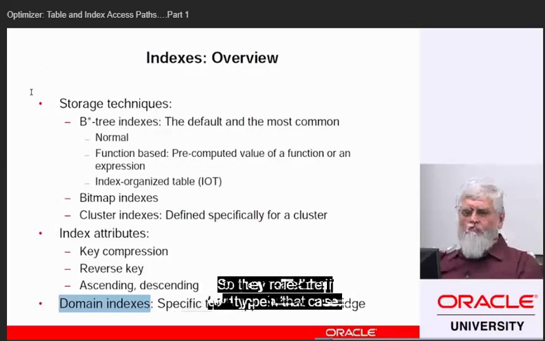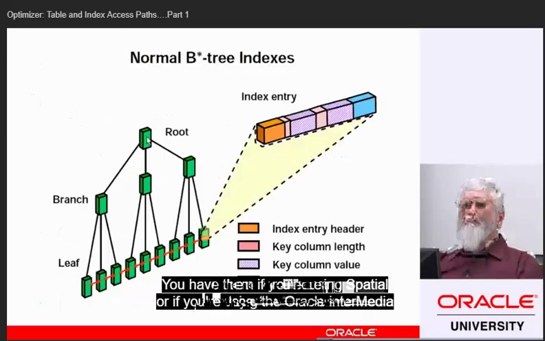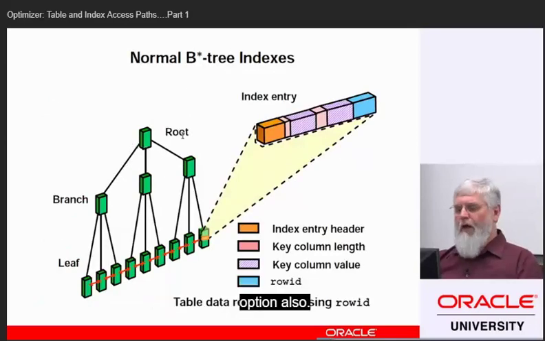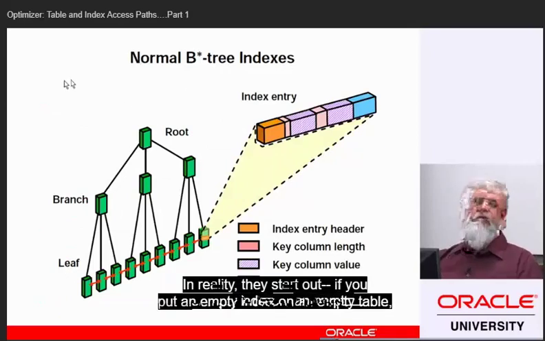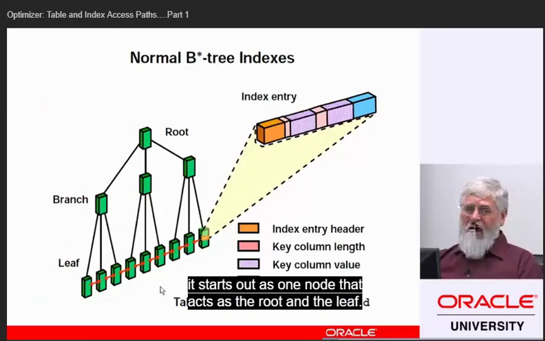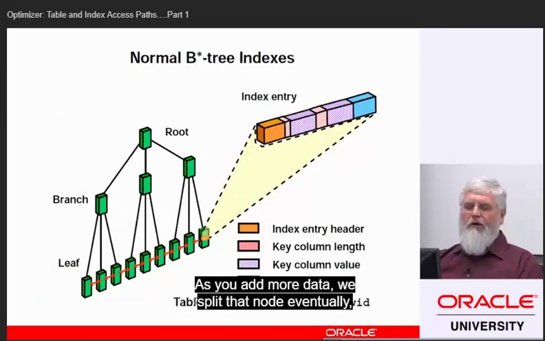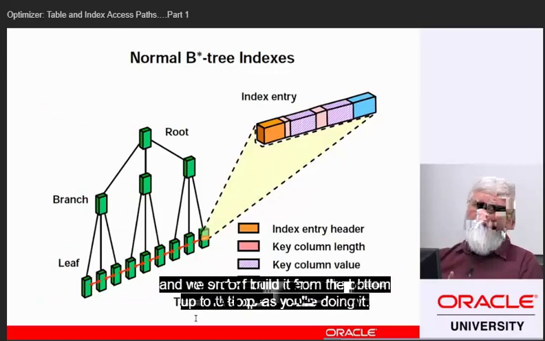Next up is a little picture of our normal indexes. They are tree structures. In reality, if you put an empty index on an empty table, it starts out as one node that acts as the root and the leaf. As you add more data, we eventually split that node, and we build it from the bottom up to the top as you're doing it. So they become tree structures. At the top, we have the root.